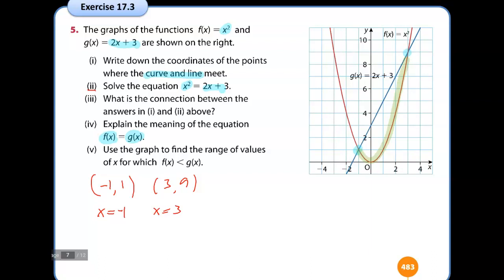So for the last part, the key idea is that when x is between minus 1 and 3, in that section, that is when f of x is going to be less than g of x, when the curve is below the straight line.